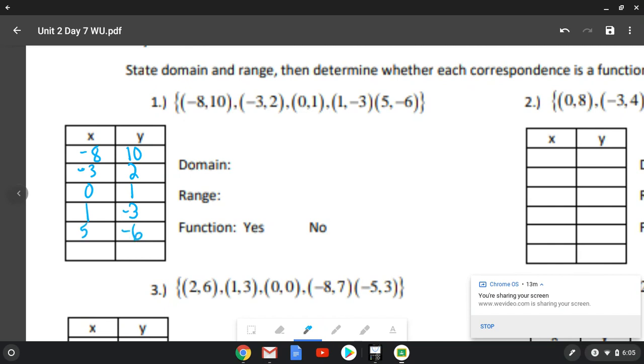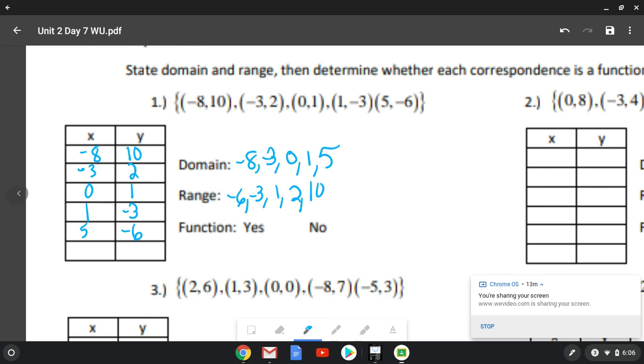All right, so let's take a look. So that's in numerical order for your domain. So that's -8, -3, 0, 1, and 5. And then my range value, the smallest number is -6. Then it goes -3, 1, 2, and 10.